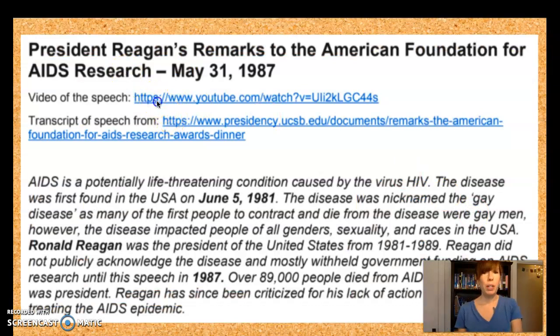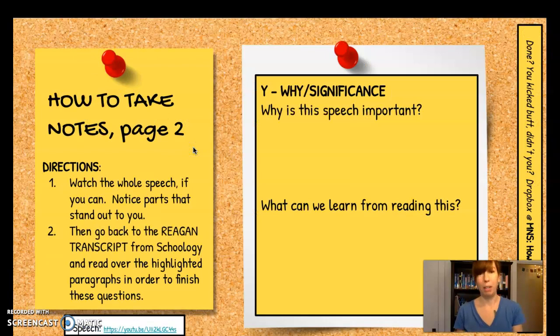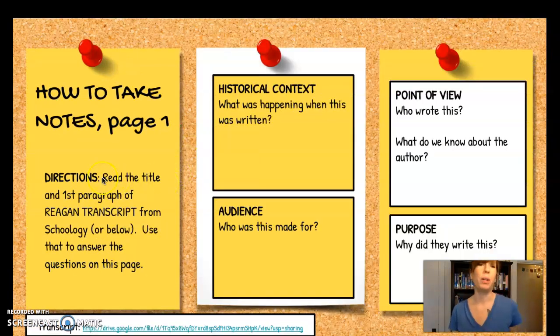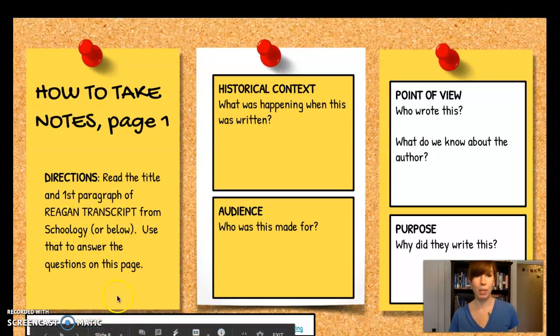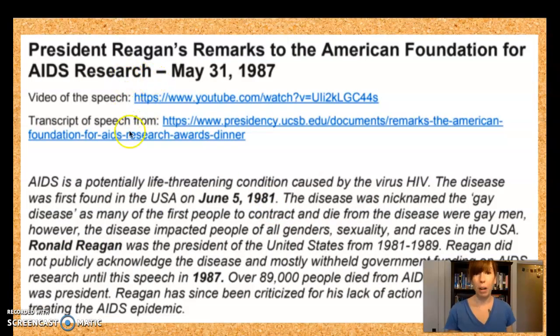So you are going to do an assignment that looks like this. Here's page 1 and here's page 2. That's about it. On page 1, you're going to notice it says how to take notes, page 1, directions. Read the title and first paragraph of a Reagan transcript from Schoology, or below it's linked. Use that to answer the questions on this page. This page just has the same pieces of HAPPY that I just read to you: historical context, audience, point of view, and purpose. Let's read the first paragraph in the title together so you can fill that in.